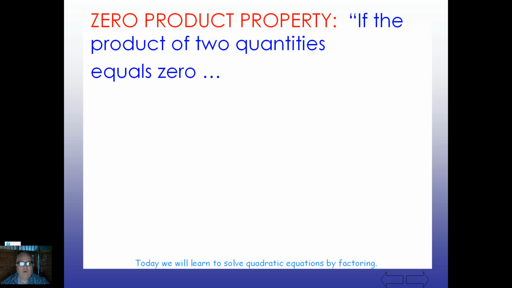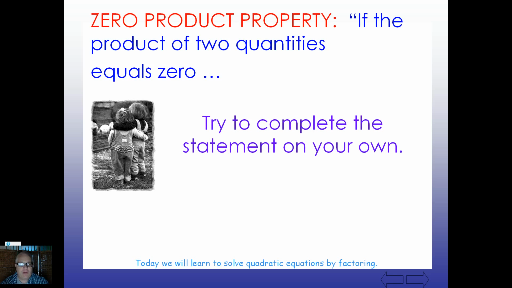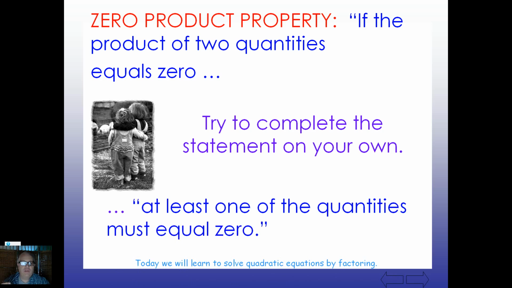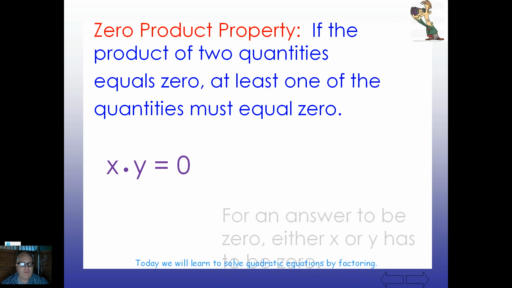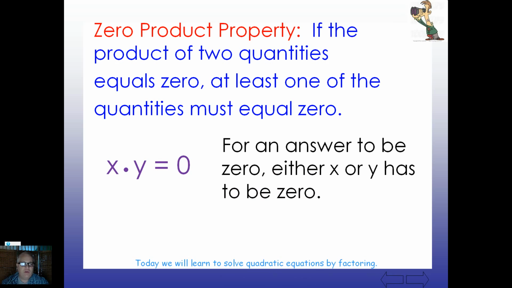Okay? Alright, so again, if the product of two quantities equals 0, see if you can finish that statement on your own. Of course, then at least one of the quantities must be equal to 0. Alright, very good. Zero product property. If the product of two quantities equals 0, at least one of them must be 0. So let's look at a typical example. If x times y equals 0, then either x or y, and I know I've said this now 3 times, but that's how important it is. You've got to realize no matter what you're multiplying together, if your answer is 0, then whatever it is times whatever it is, one of those guys has to be the number 0.